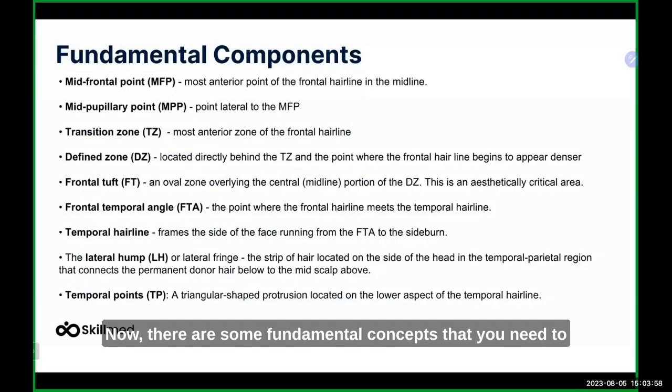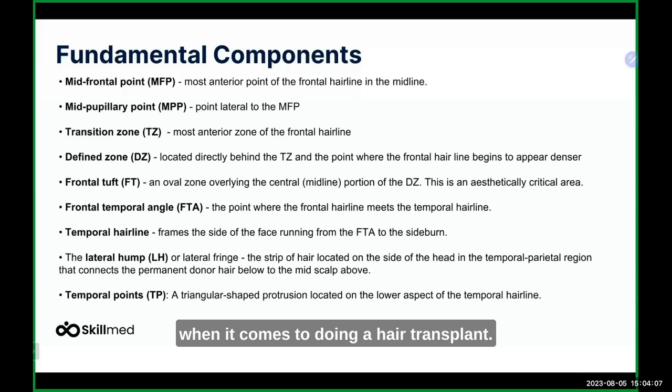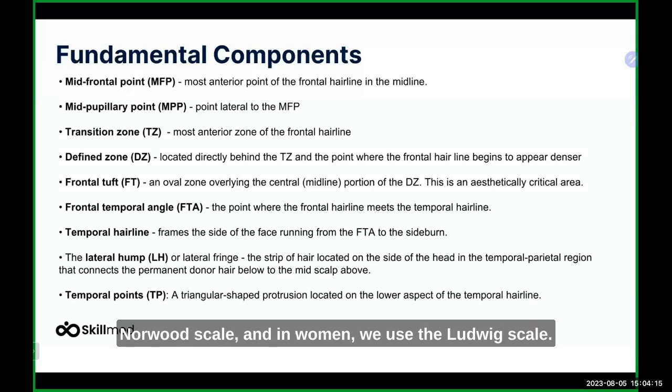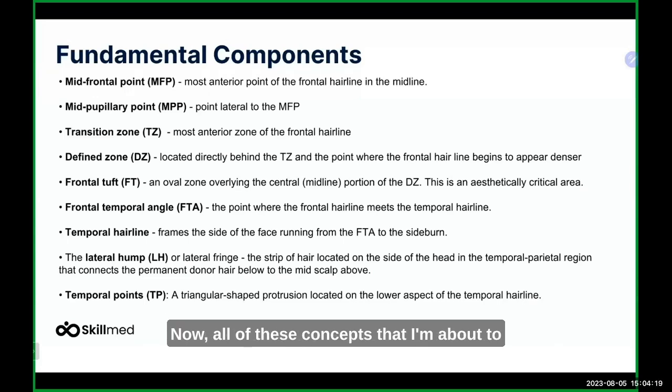Okay. Now, there are some fundamental concepts that you need to be aware of when you are designing a frontal hairline when it comes to doing a hair transplant. In men, we usually tend to scale and measure the amount of hair loss that one has using the Norwood scale. And in women, we use the Ludwig scale. All of these concepts that I'm about to discuss can be used in both men and women and are essential when designing the frontal hairline.